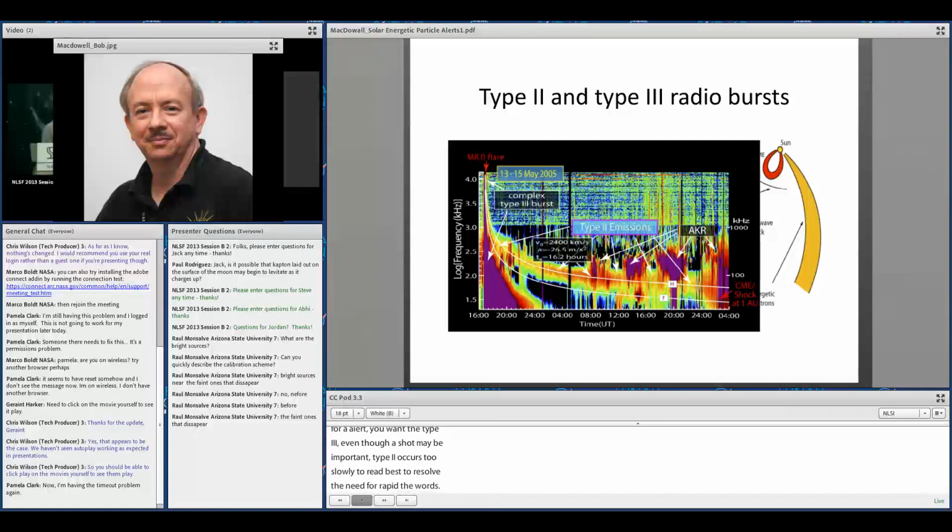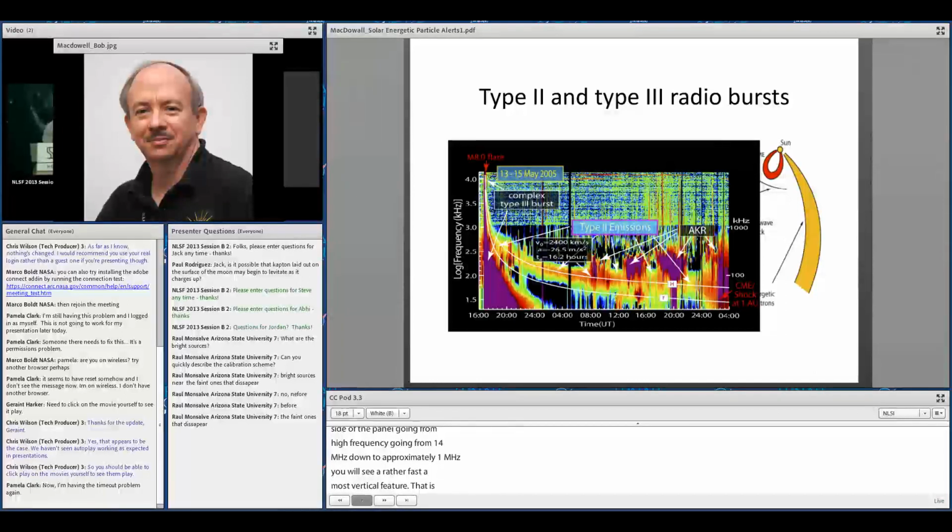This is data from the WIND spacecraft WAVES instrument on the left side of the panel, going from the high frequencies around 14 megahertz down to approximately 1 megahertz. You see a rather fast, almost vertical feature on this plot. That's the type 3 burst, and then the activity drifting across the page, the type 2 burst.